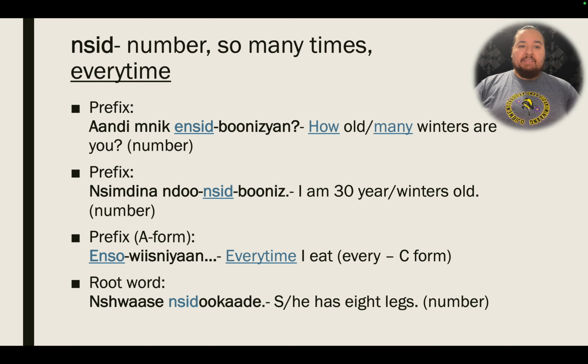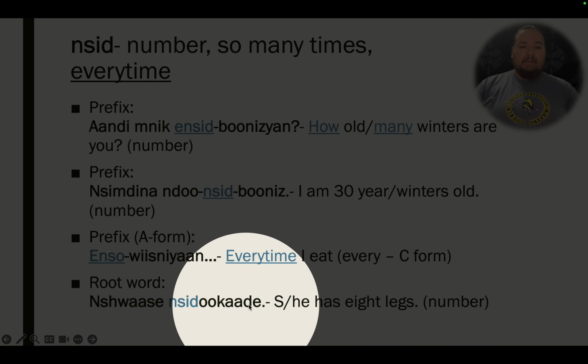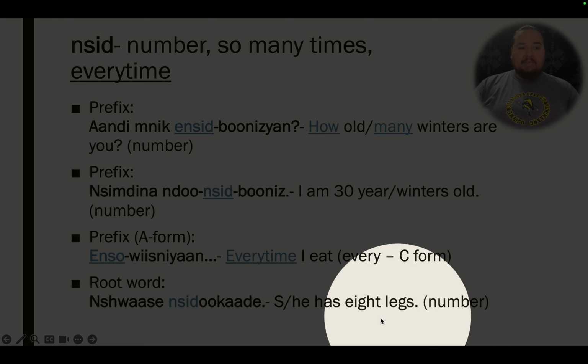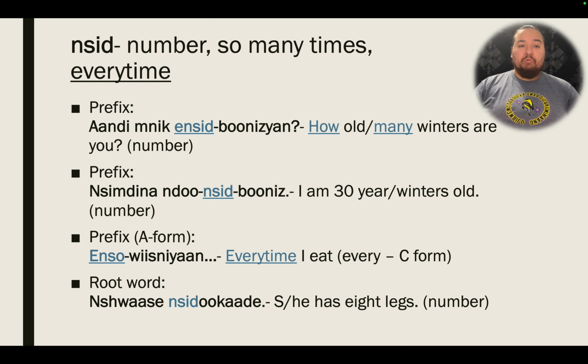And then here is an example in root word. So again, we have nshwaso and sidokade. She or he has 8 legs. So if you use a number first, when it's not attached to a verb, you use your relative root nsid as a root word.